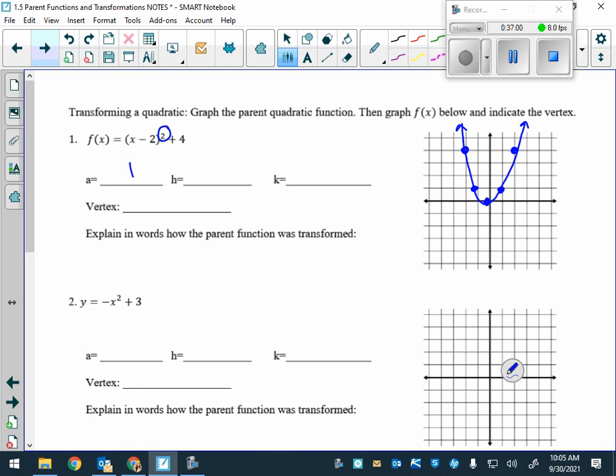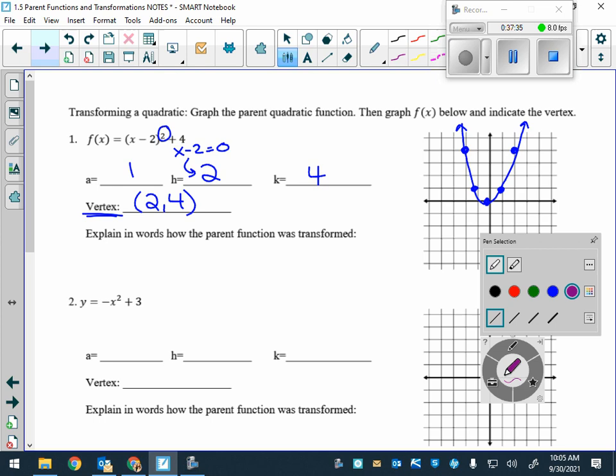All right, so we have our parent function. We know our a value is 1. What is my h value? Kaylin. 2, good. And remember, it's the opposite of what you see. x minus 2 equals 0. That's how I get the positive 2. Only for the h. What is my k value? Yeah. 4. What is my vertex? 2, 4. So that's what we plot first.